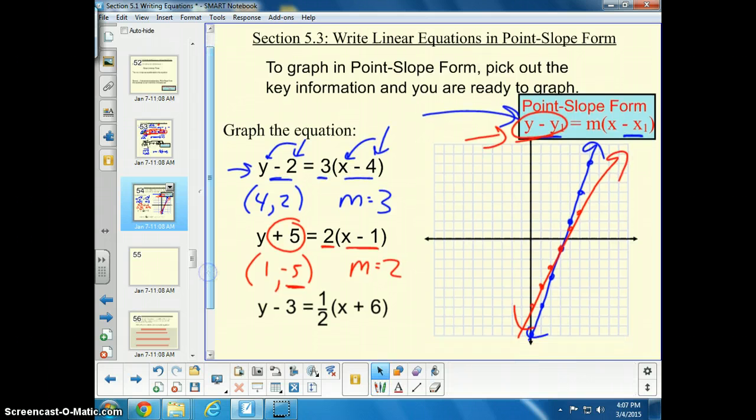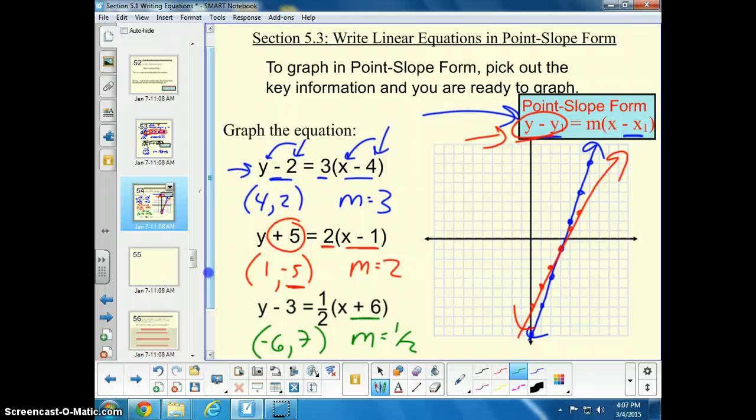This last one here I'll do. y minus 3 equals 1/2 times x plus 6 in parentheses. So again, this equation's in point slope form. So here's what it'll look like on the homework. You do the same thing. I'll pick out the slope. I'll pick out the point. Again, this is x plus 6. So in this particular formula, that actually means that the coordinate is -6 for x and positive 3 for y.